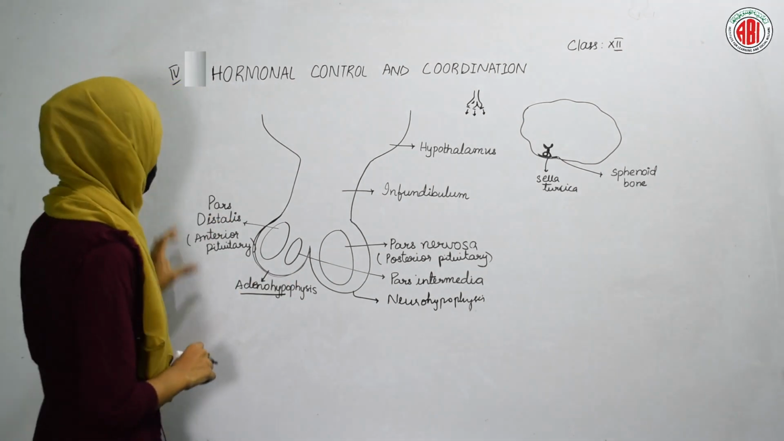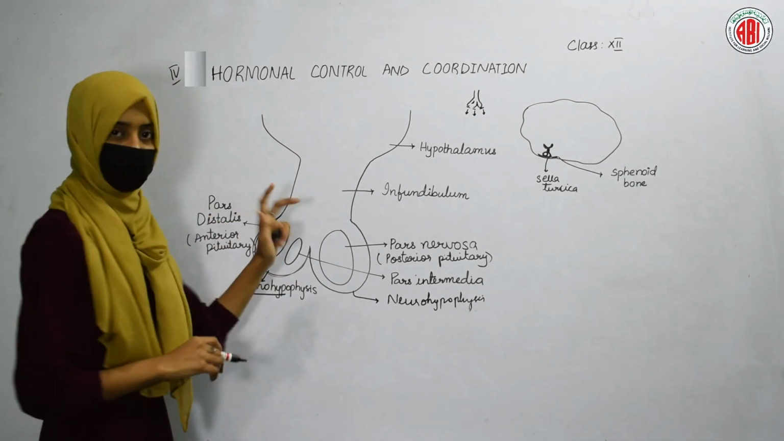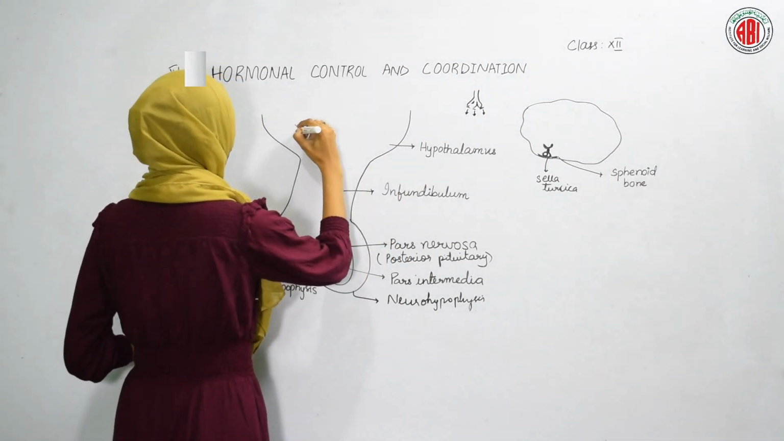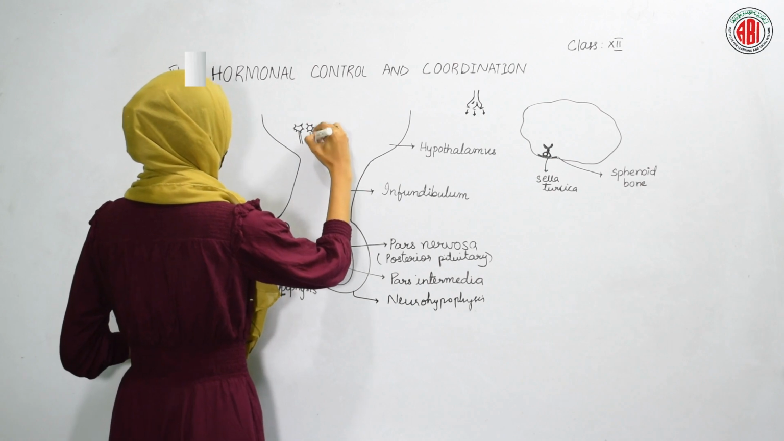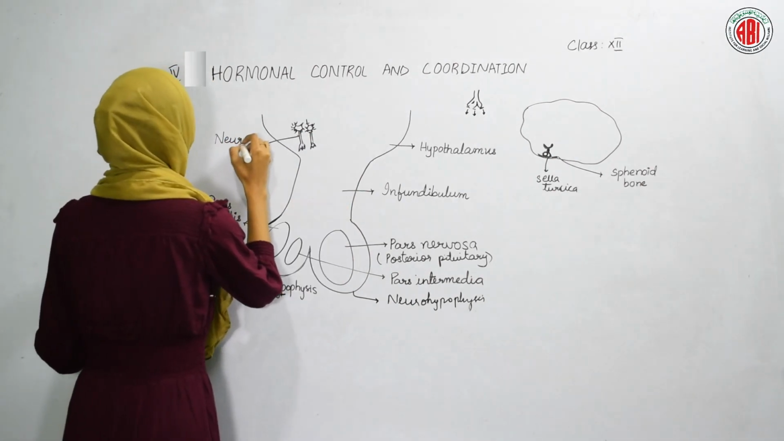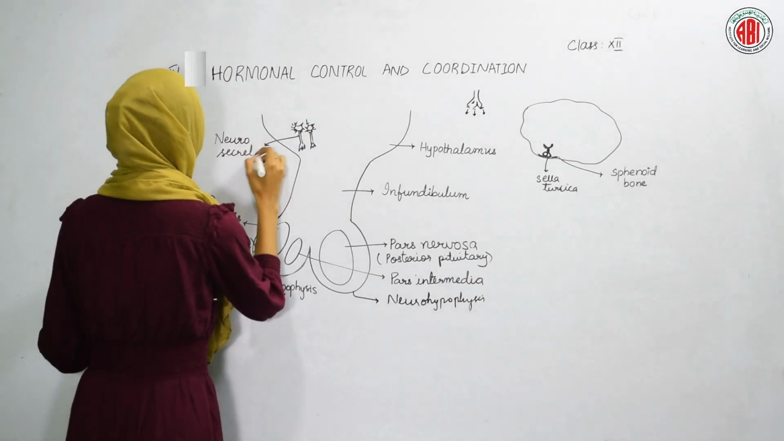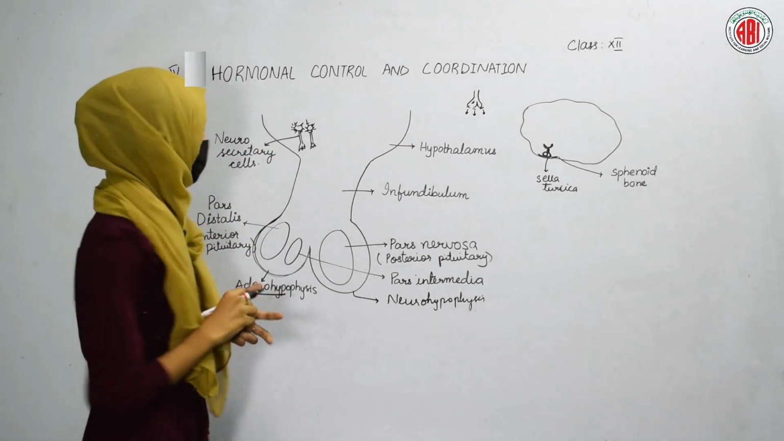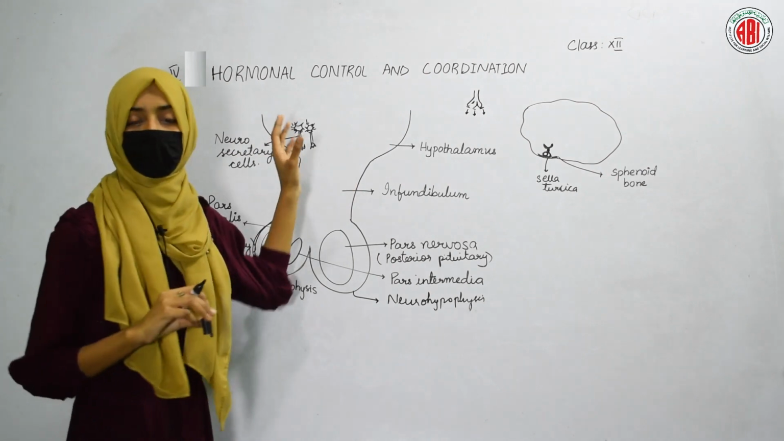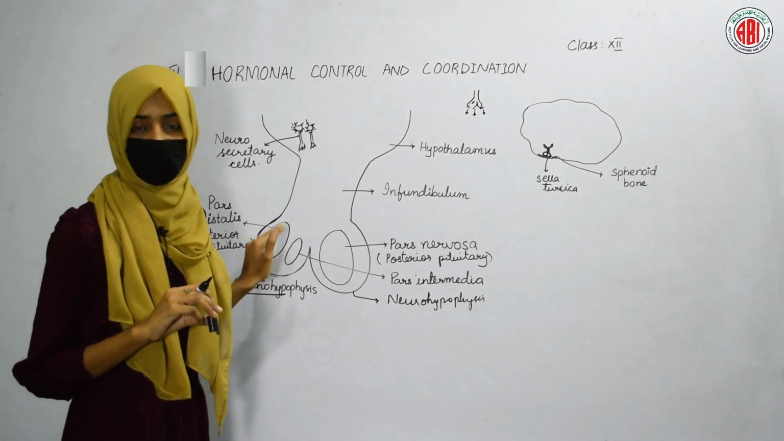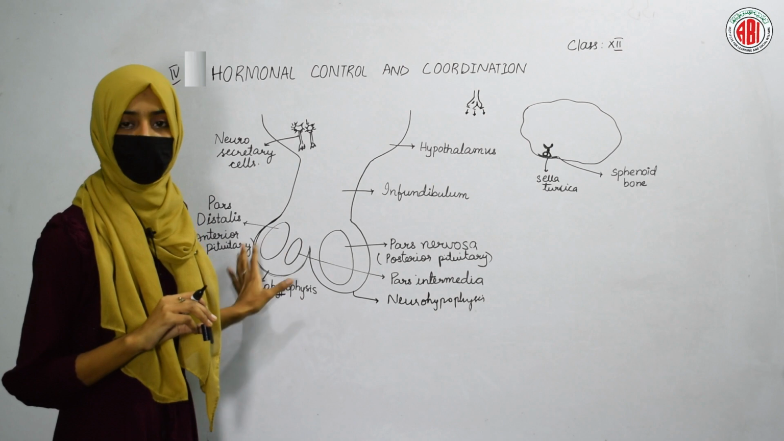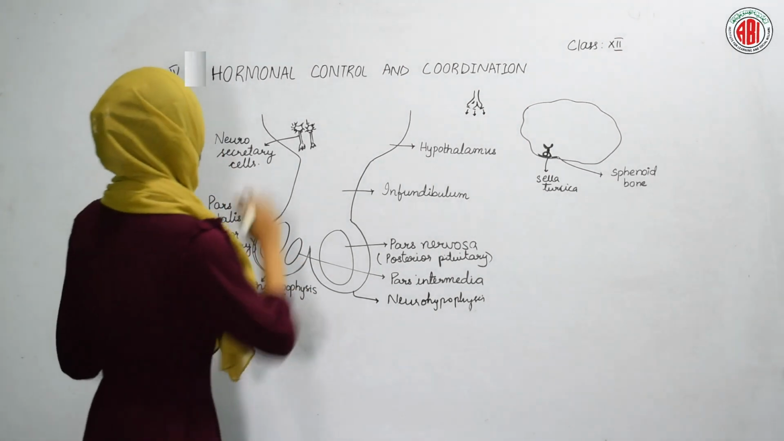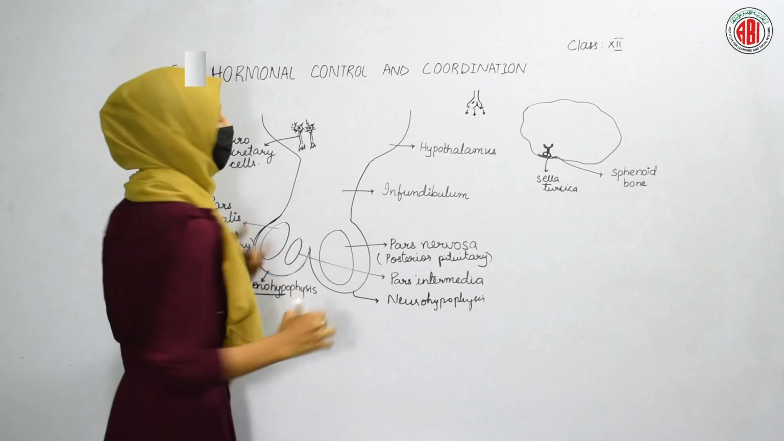Now, what is the role of the anterior and posterior pituitary? Let us see. Here in the hypothalamus, some specialized cells are present. We call these cells neurosecretory cells. Neurosecretory cells are present in the hypothalamus. These cells are responsible for sending signals in order to stimulate the pituitary gland. So what do these neurosecretory cells do?